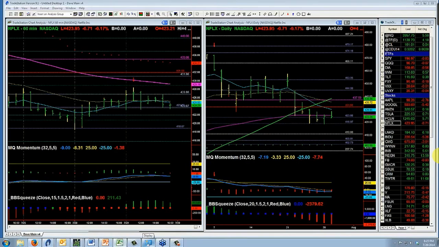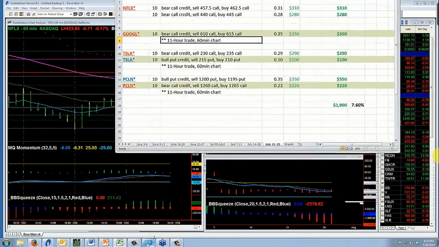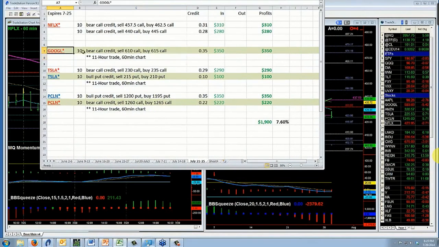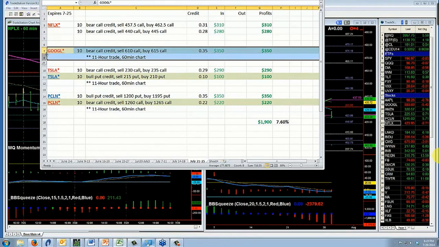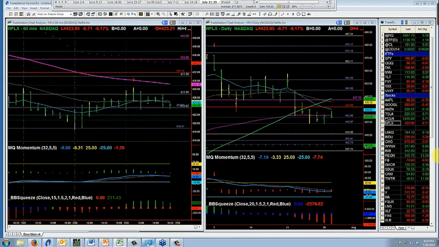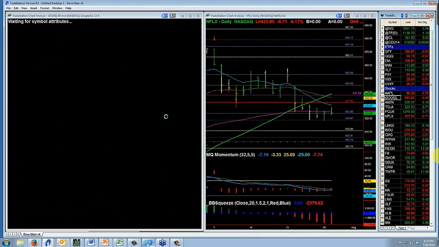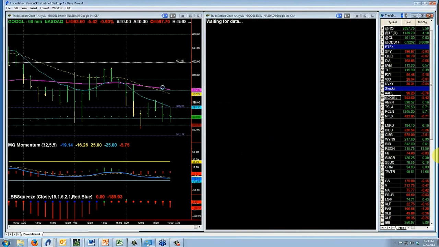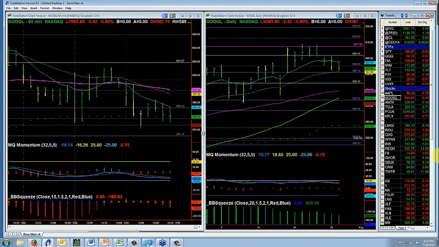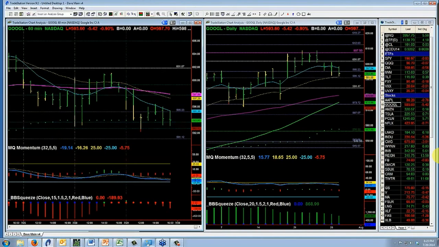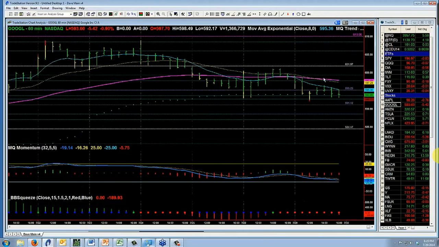All right. Here, Google. This is the 11-hour trade from last week. Okay. Google last week. It is a bearish call credit spread at 610. All right. So last week, give me a second here. So we've traded 2 days this week. Tuesday, Monday, Friday, Thursday, Wednesday, Tuesday.